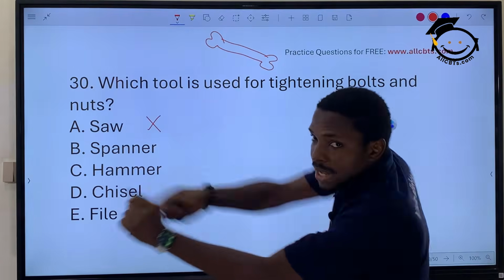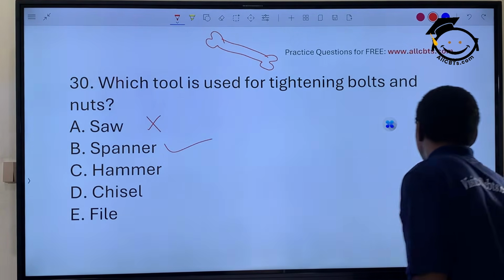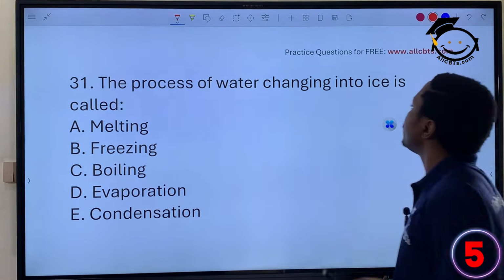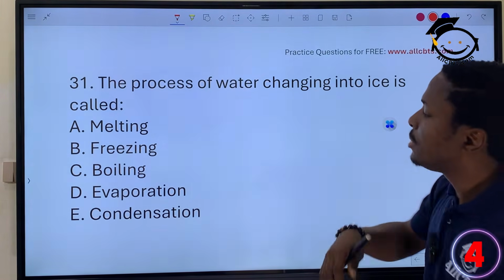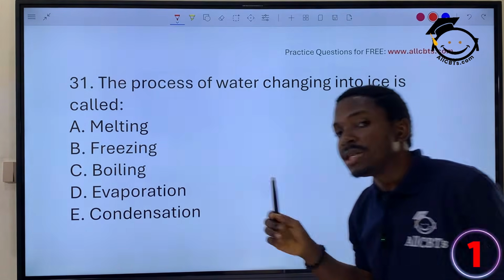So we use it to tighten bolts and nuts. So the correct answer would be spanner. 31. The presence of water changing into ice. Water changing into ice. I explained this when I was explaining transpiration.